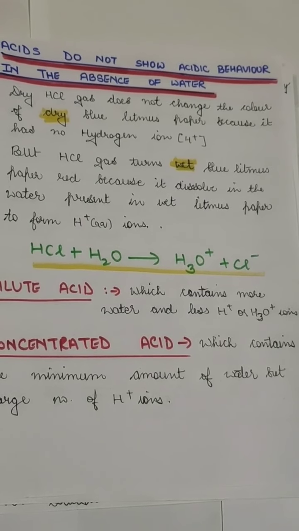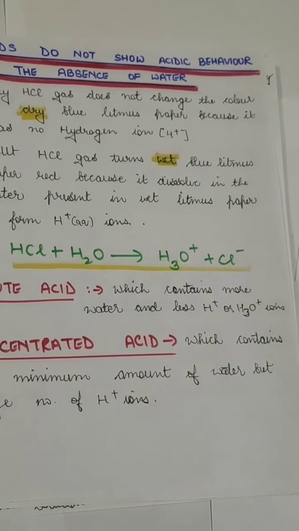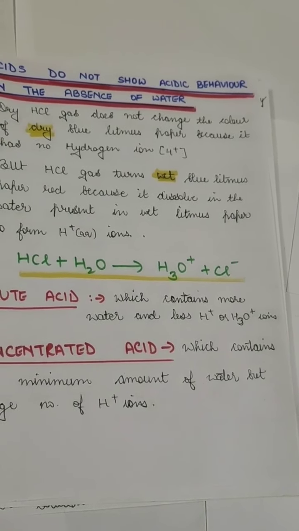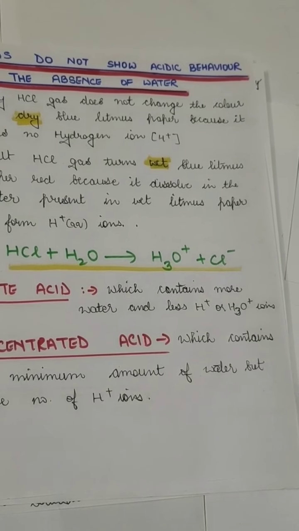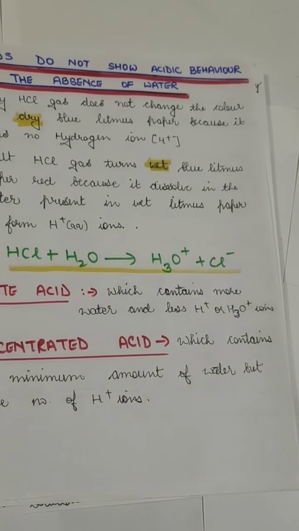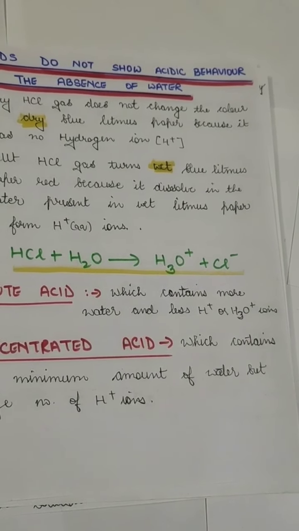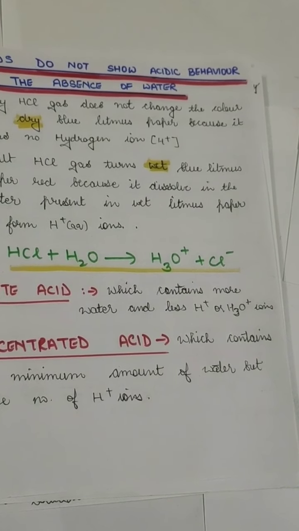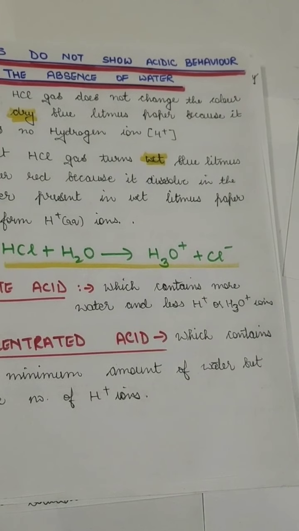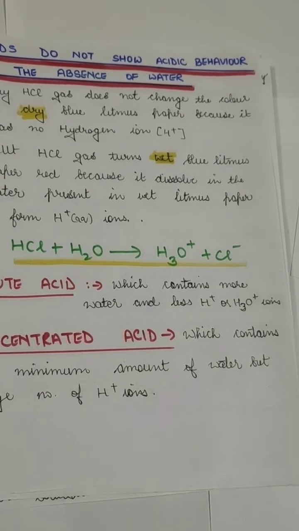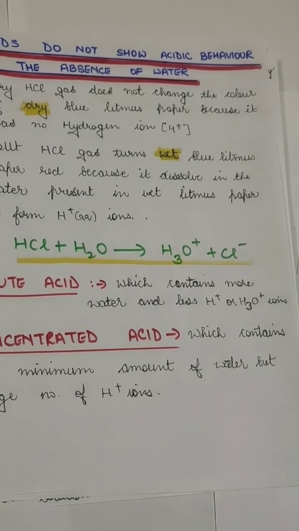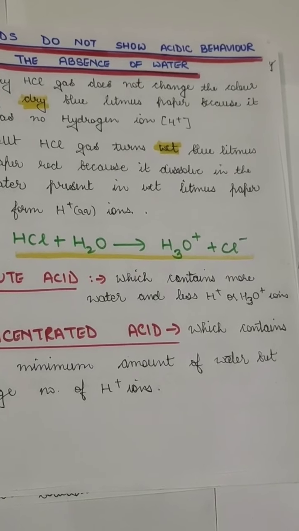That means there is no release of hydrogen ion. But when we wet that litmus paper, suddenly we'll see that the litmus paper, which is blue in color, will turn red, because the moisture in the litmus paper will react with the HCl gas, producing hydrogen ion quickly. That means the hydrogen ion will turn the blue litmus into red. That means acids only show acidic behavior when they are in the presence of water, and they don't show their behavior of acid when there is absence of water.